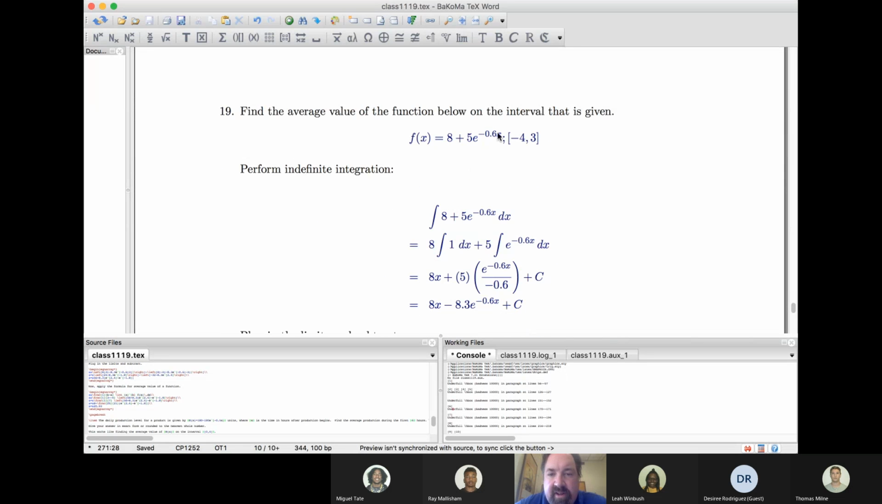All right, here's another average value over this interval from -4 to 3. So then we have 8 times the integral of 1 plus 5 times the integral of e to the minus 0.6x. Remember, when you take the integral of a function like this, e to a constant times x, you must divide by the coefficient of x. You're dividing by minus 0.6 in this case. So then the constants worked out. 5 divided by minus 0.6 turns out to be minus 8.3.